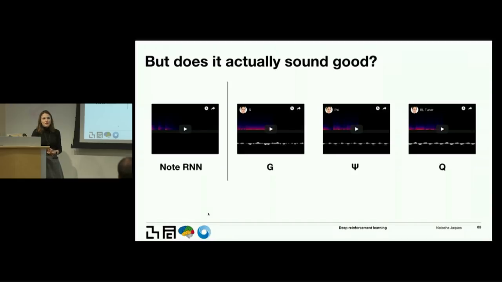So it's pretty boring, and it's kind of unstructured. It's not really that interesting. If you train with this G learning, which directly mixes the prior with the RL model, it sounds a little random.